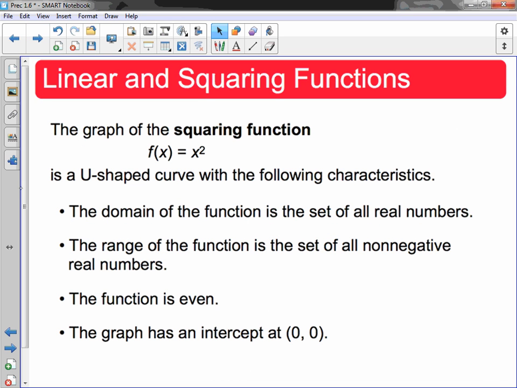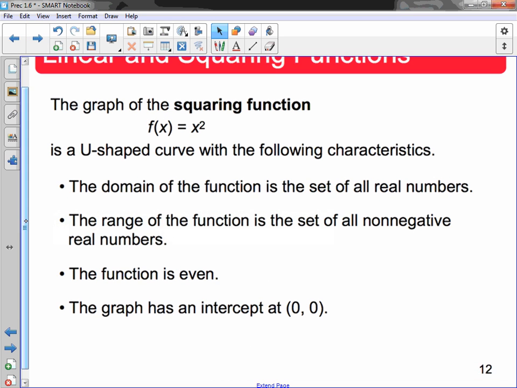Now, the squaring function, what they call a squaring function, we have called a quadratic in Algebra 2. So the graph of a squaring function, f of x equals x squared, is a U-shaped curve with the following characteristics. The domain is all real numbers. The range of the function is the set of all non-negative real numbers, and the function is even. The graph has an intercept at 0, 0.